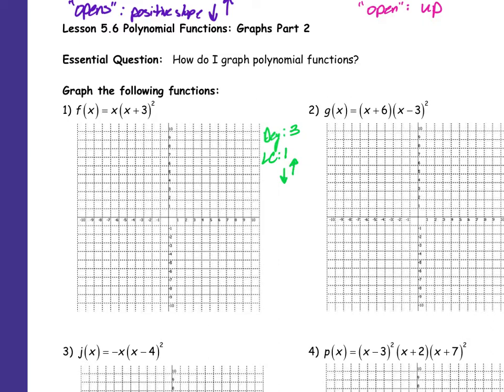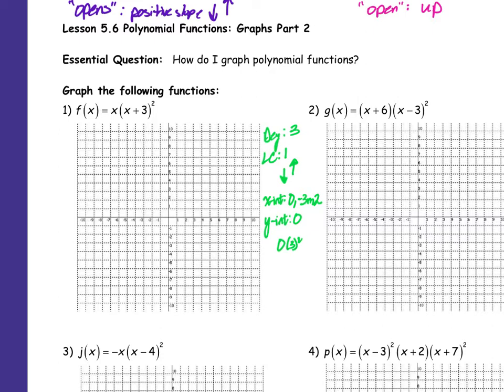Okay. And then my x-intercepts, I've got 0 and -3 with multiplicity of 2. Okay. And my y-intercept, what's my y-intercept? 0 times 3 squared. Well, that's just 0.